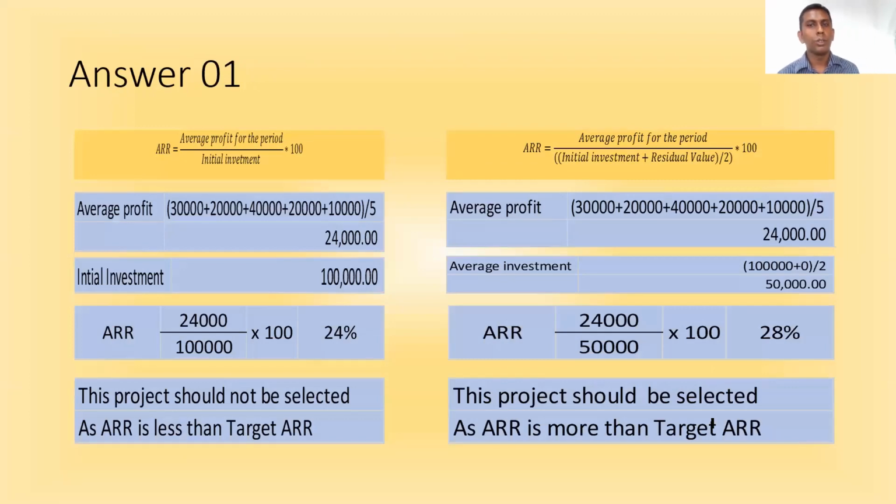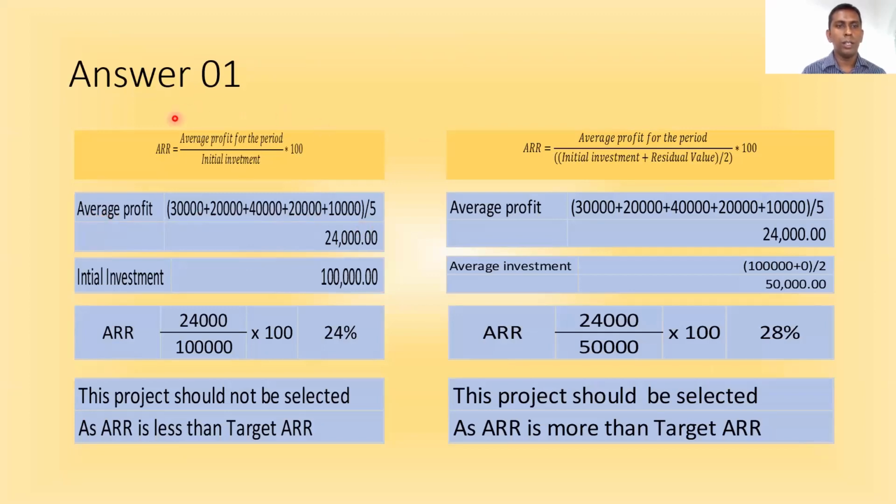Okay, my dear students, both methods have been given here. According to both methods, calculations have been done, so you can look at it. First, you need to calculate your average profit. Look at the point here: first, we need to calculate average profits, right?